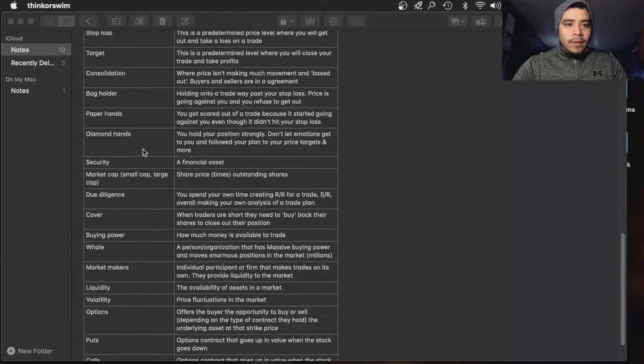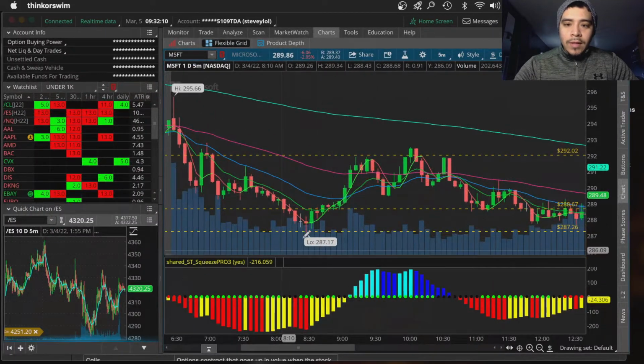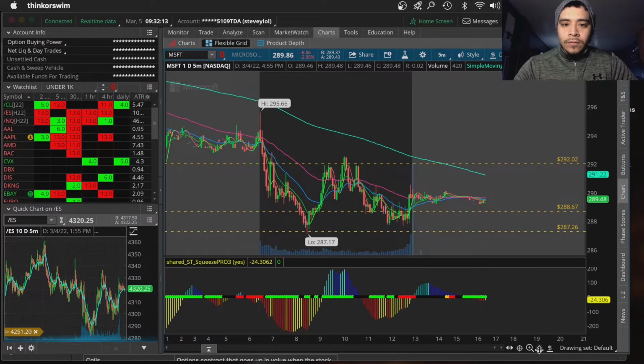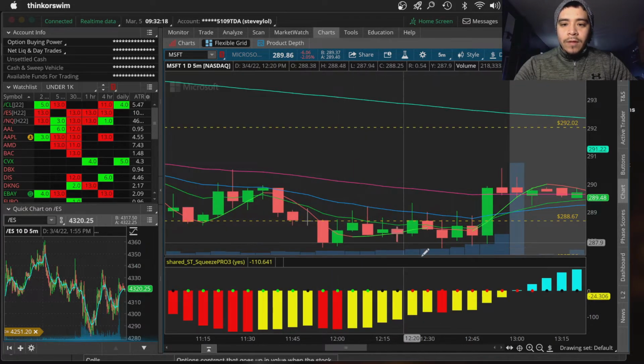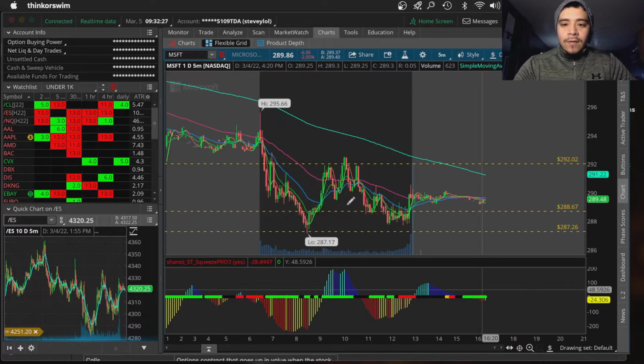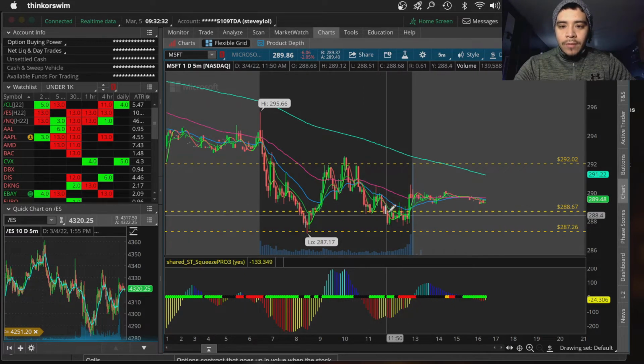All right. We're going to do consolidation, where price isn't making much movement and has based out. Buyers and sellers are in agreement. So, consolidation. You can say this is consolidation right here. You see how price isn't really moving up or down, it's kind of just basing out, staying like this. This is consolidation. And it's very good to see consolidation because if you have an aggressive sell-off like right here or a move up, you want to see it base out because then it can make the next move in whatever direction.